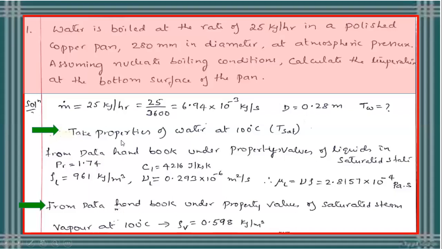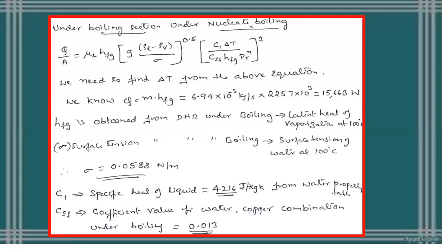Now, after obtaining these values, we saw at 100 degrees centigrade the values obtained from the water table. Then from the saturated steam vapor at 100 degrees centigrade, we saw the substitution, obtaining the values from the steam table. Then go to the formula in the boiling section, wherein Q by A is equal to mu L HFG. This formula is seen. You need to substitute the values for all these and find out the delta T.